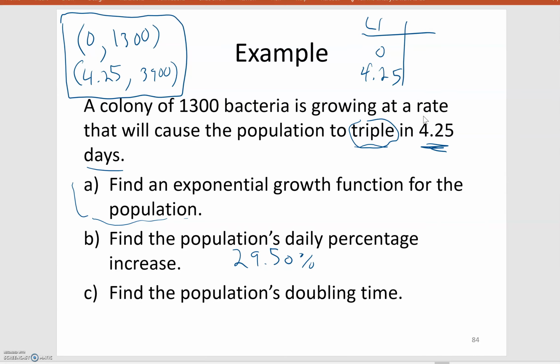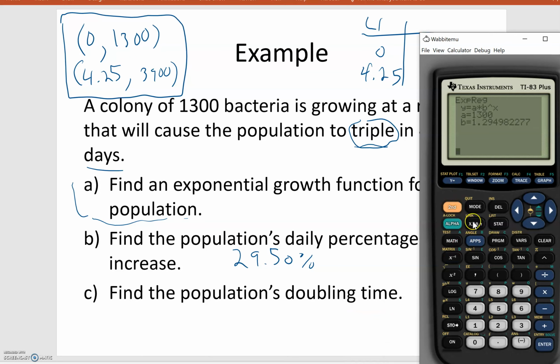Now, if you don't want to do it that way and you actually want to compute it, then I would need to call up my B value. So I'd go to vars, statistics, equation, B minus 1 times 100. And there's our rate. So same thing.